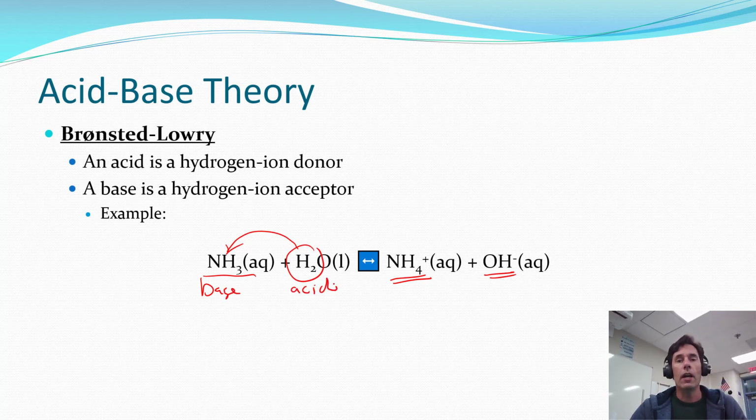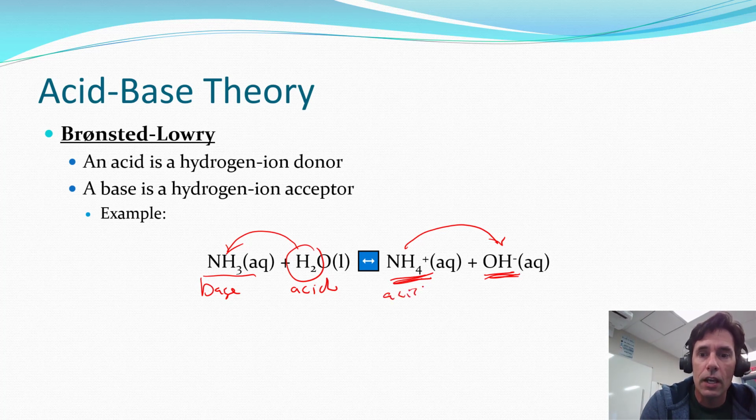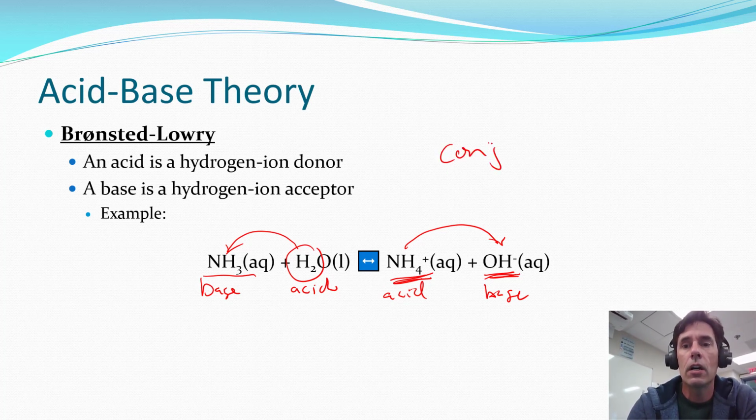Now, if you notice, the arrow is going in both directions, which means that this is in equilibrium, meaning as fast as this base is formed and reacting with acid to form the ammonium and the hydroxide, it will reverse its course. That means the ammonium will react with the hydroxide to reform the reactants. And if we look at this definition, this would be the acid and this would be the base. Now, we don't call them acid and base, we actually call them conjugate acids and bases. So this would be a conjugate acid and this would be a conjugate base.